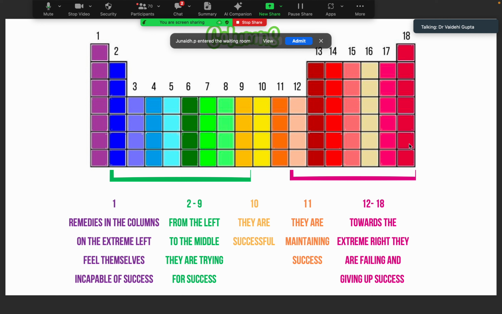In column 10, they are successful, they are a ruler, there is a superiority complex. Column 11, they are maintaining success. After getting the success, they just want to maintain that thing. Like when a student got A+, he stood first in the classroom, he wants to get that top rank again in the next exam. So it is a phase of maintaining the success. From column 12 to 18, towards the extreme right, they are failing and giving up the success.